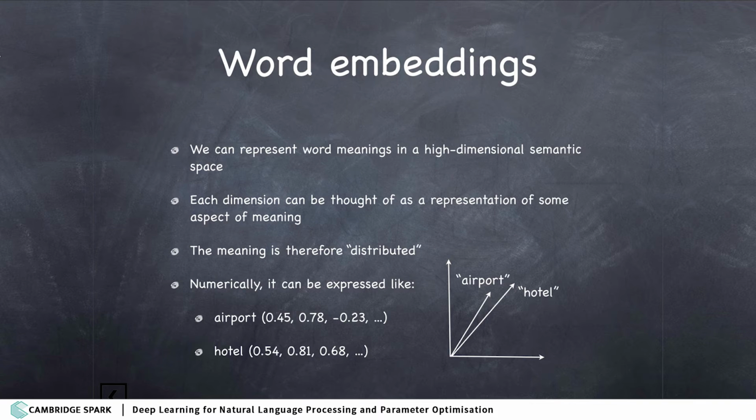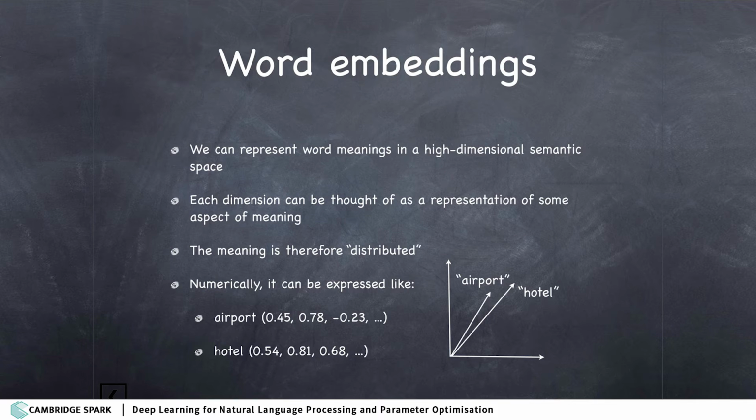That's why those models are called distributed models. It's as if we distribute the meaning of the words across different dimensions in this very high-dimensional space. So we are talking about hundreds of dimensions here. We're going to learn them from the data.